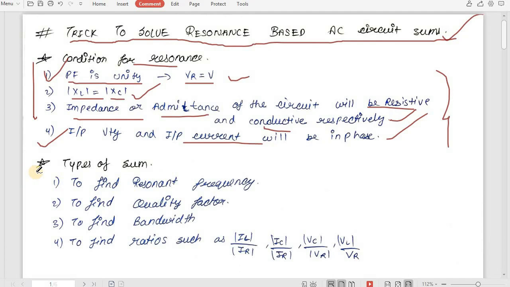Now let us see the types of sums that have been asked in the GATE exam. You can get a question to find the resonance frequency, you can get a question to find the quality factor, they may ask about the bandwidth, they may ask about ratios such as IL by IR, IC by IR, VC by VR, VL by VR. So these are the types of questions that have been asked in the GATE exam.